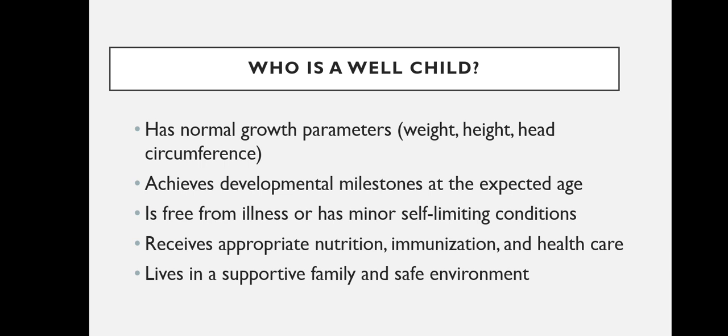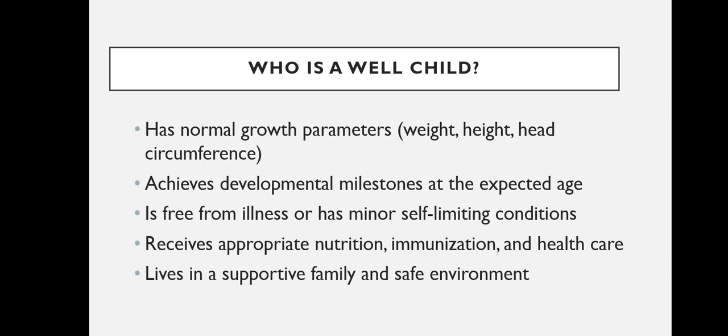There are some things or maybe disabilities that the child might have, in case where they are unable to hear, they are unable to talk. You cannot describe that to be a well child. The other point is receiving appropriate nutrition, immunization, and health care. Appropriate nutrition is very much important for growth and development of the child. Brain development depends on the kind of food the child is eating.